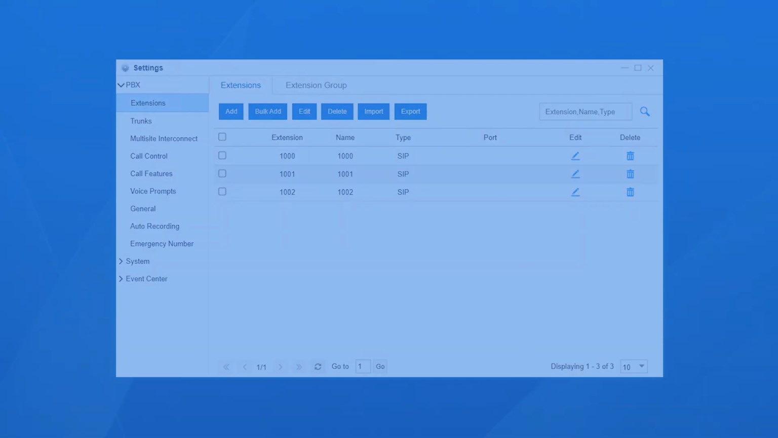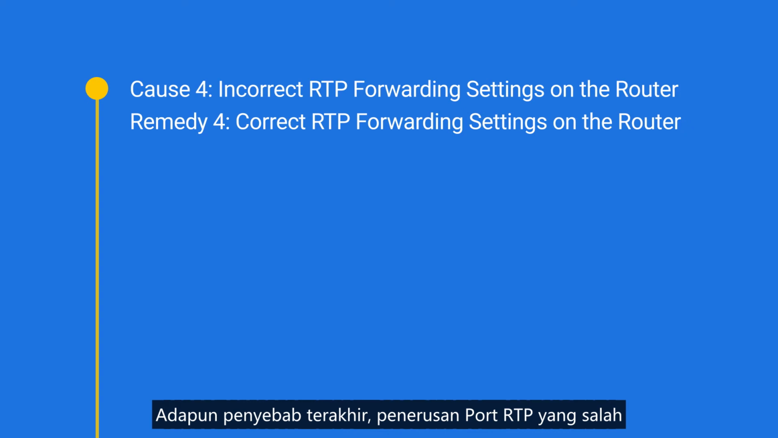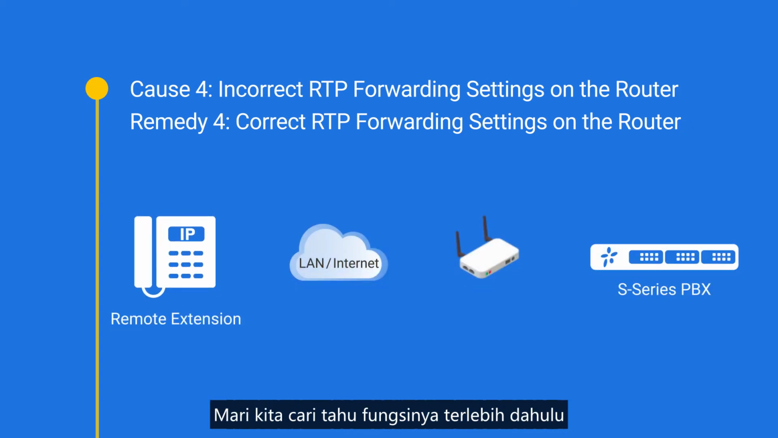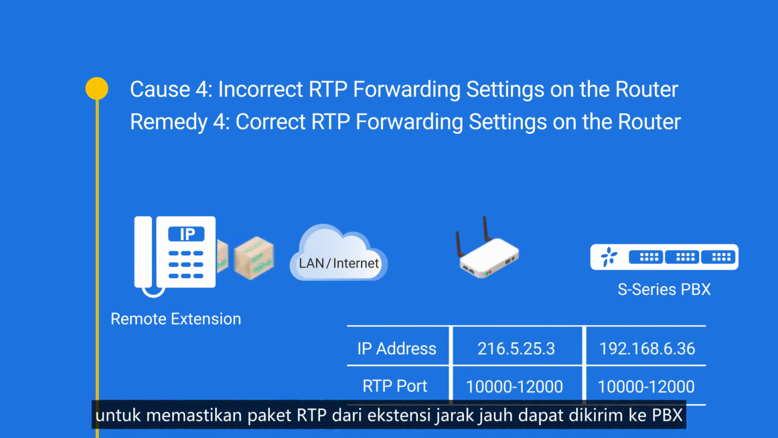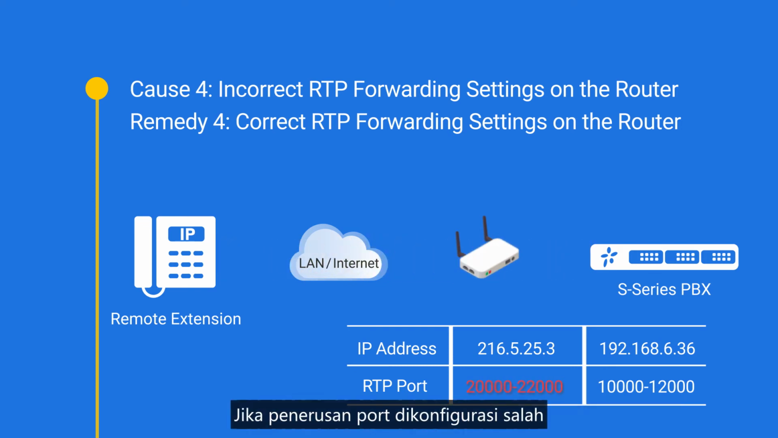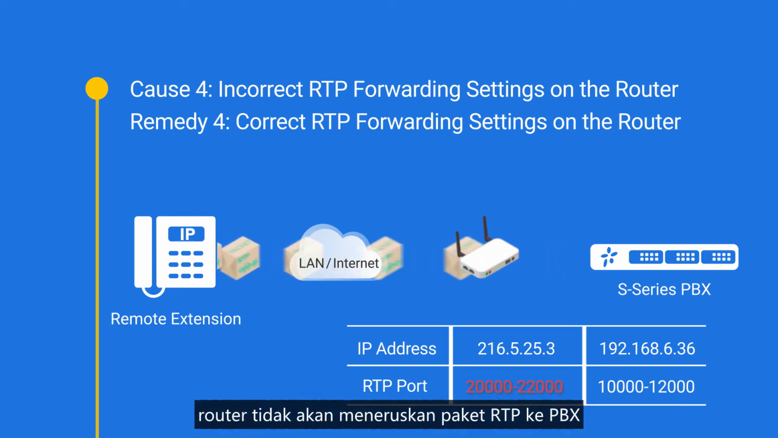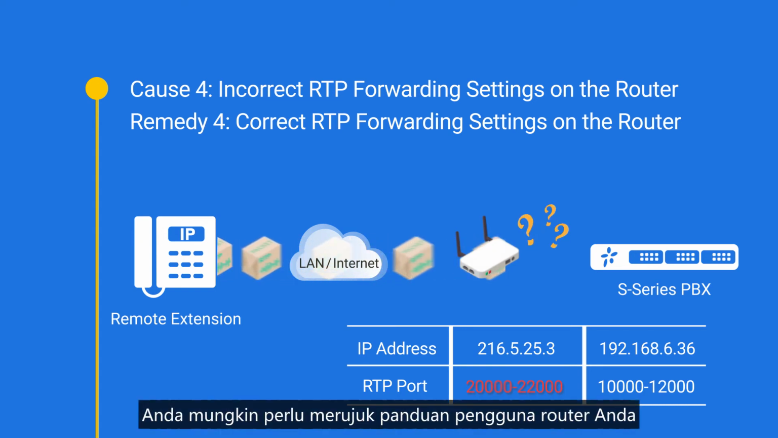That's it. As for the last cause, the incorrect RTP port forwarding, let's figure out its function first. RTP port forwarding is a method to ensure RTP packets from the remote extension can be sent to the PBX behind the router. If port forwarding is configured wrong, the router won't forward the RTP packets to the PBX. To correct the port forwarding, you might need to refer to your router user guide.